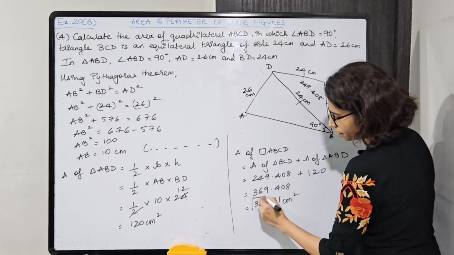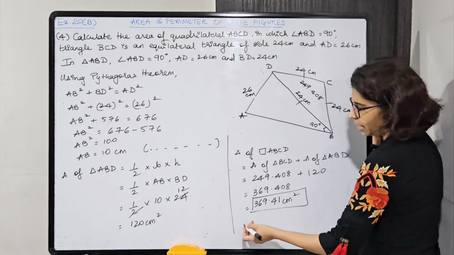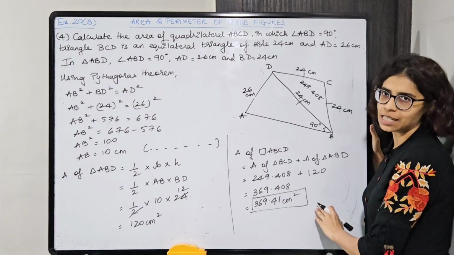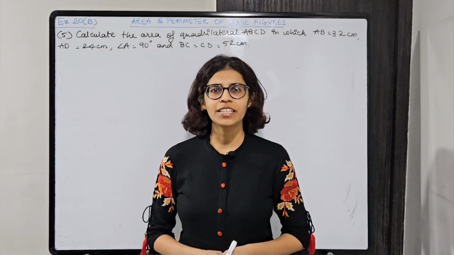Very, very important. Box कर दो आंसर को. Write down the final statement. The area of the quadrilateral is 369.41 square centimeter. Let's read the next question.